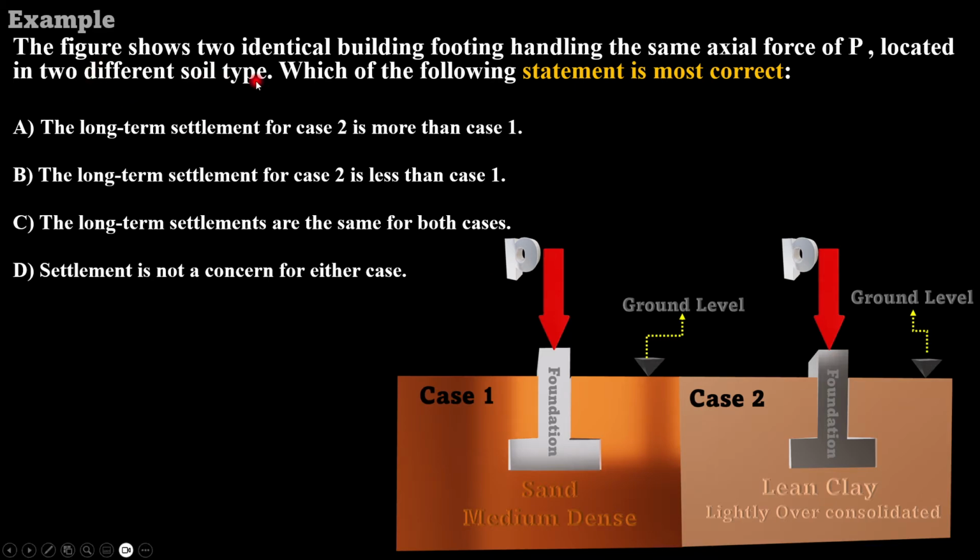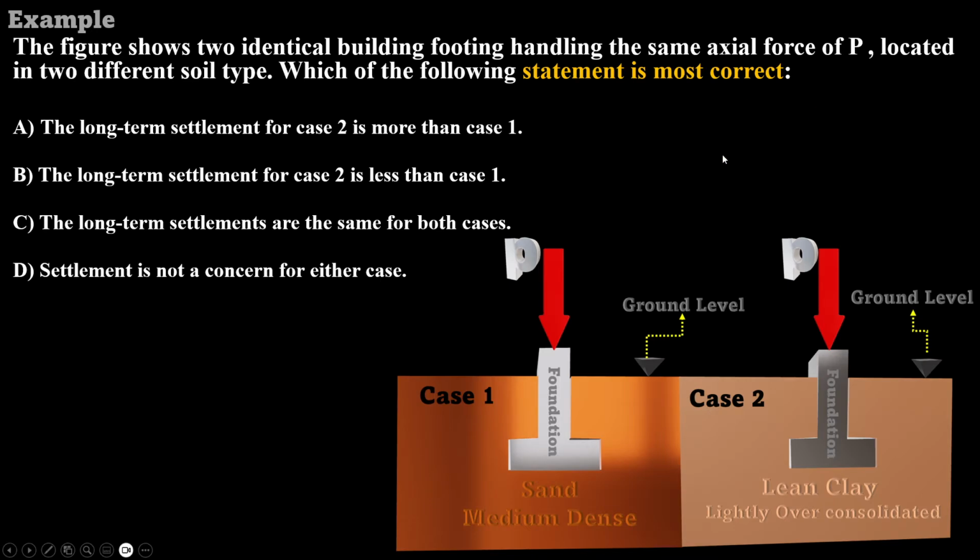In the figure, you will see two identical building footings handling similar axial force of P, but they are located in different soil types. We want to know which of the following statements is the most correct one.